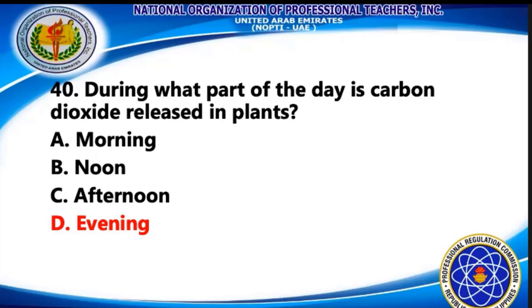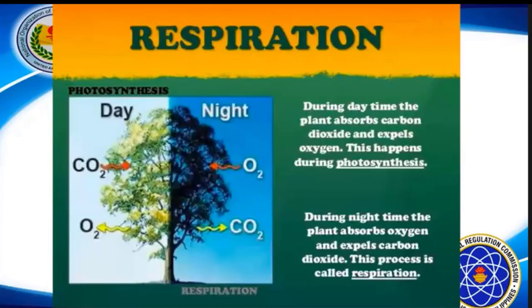Dapat ma-distinguish nyo yung photosynthesis and respiration. Photosynthesis, sa araw, with the use of the sun, nagpo-produce sila ni plants ng oxygen para magamit ng tao. Pag ginamit ni tao, magi-give off siya ng carbon dioxide. But during the evening time or night time, si plants naman ang nag-take in ng oxygen, nag-give off ng carbon dioxide through the process of respiration. Ayan, eto siya. Okay?